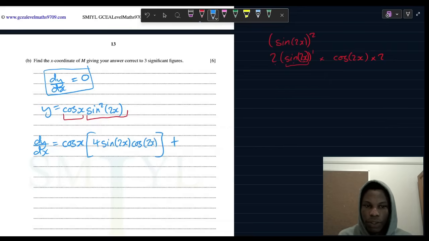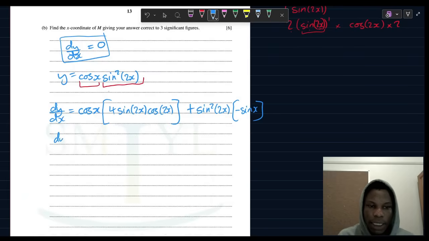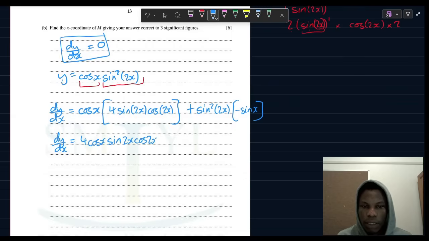Plus, now you're going to hold the second function, so sine squared 2x, and differentiate the cos x. You differentiate cos x, you get negative sine x. And so we have that dy/dx is equal to 4 cos x sine 2x cos 2x minus, because of this minus sign there, sine x sine squared 2x.